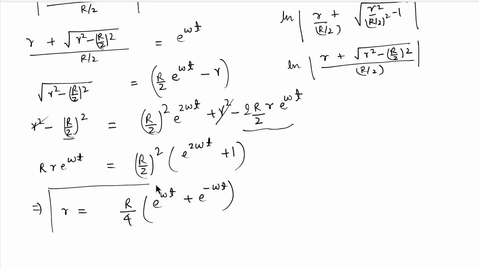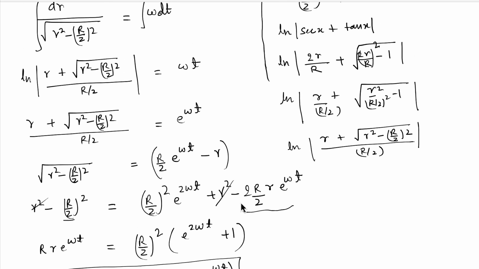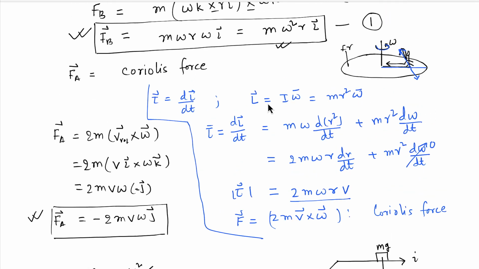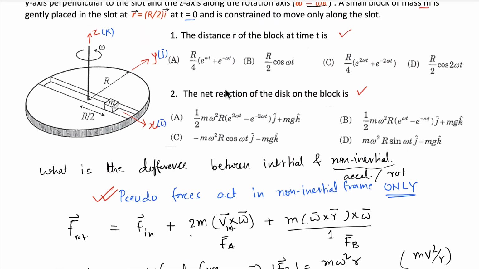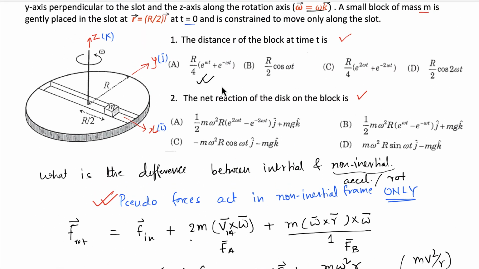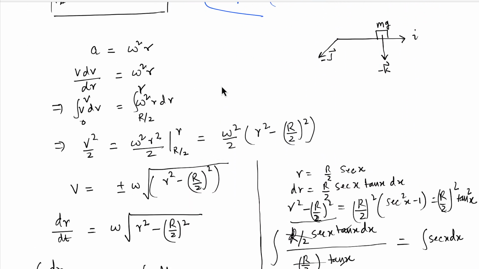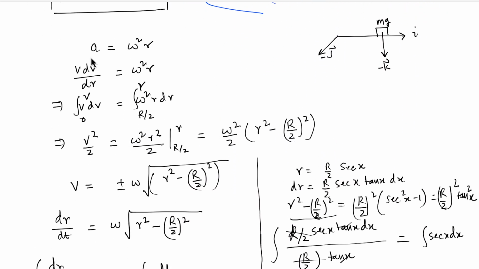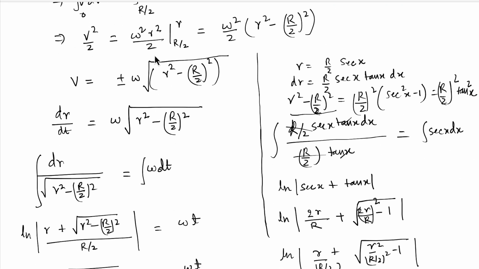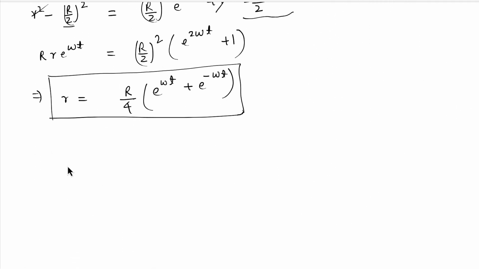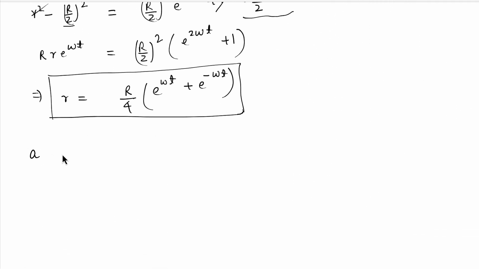Okay, that's the expression, and that's also there in one of the options here. So if you see this one, A is the right option. Now, we didn't actually need to do so much, because if you see here, let's just do it once more. We can write A as V dV by dr is omega square r.